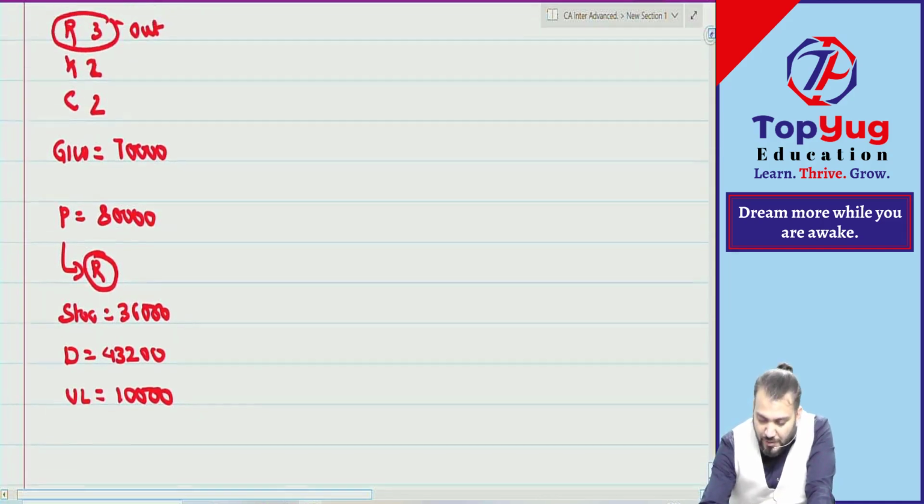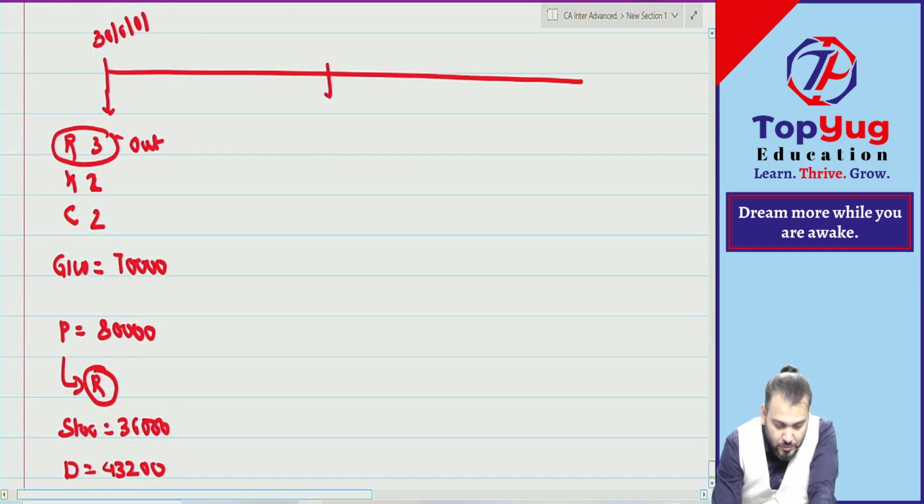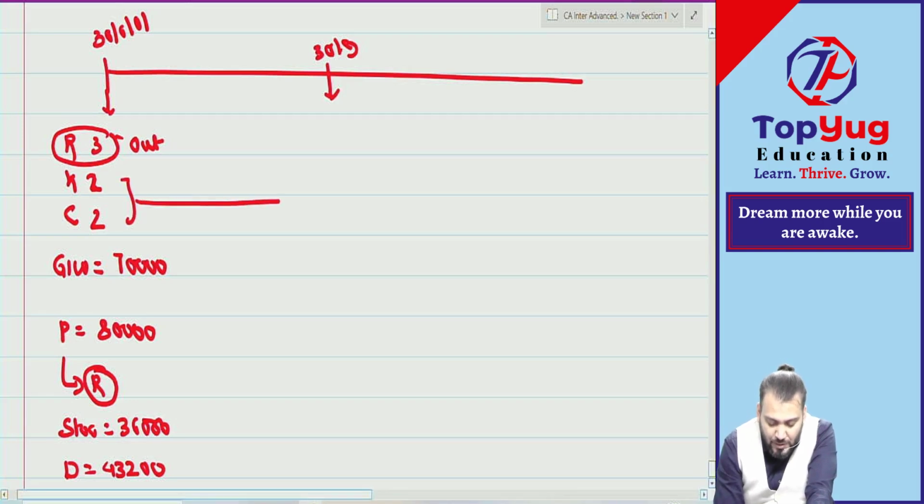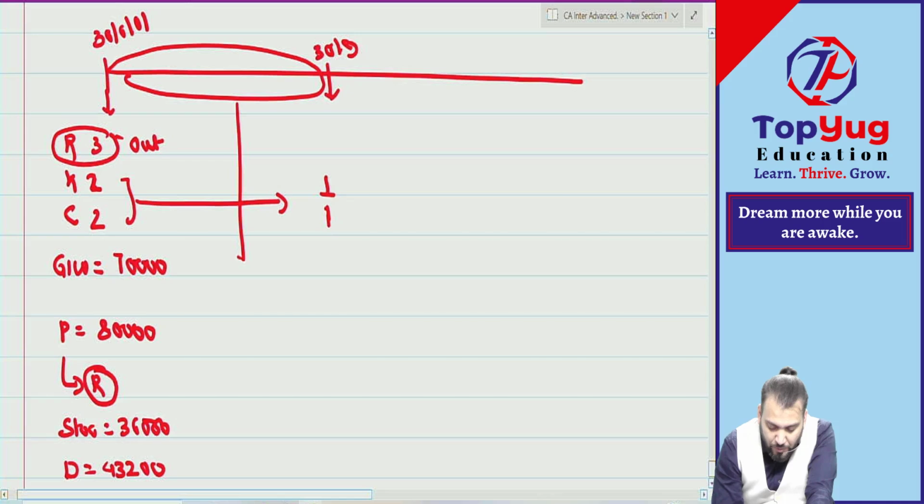After R's retirement, something happened on 30th September. The business will be continued by these two partners in the ratio of 1:1. So the firm made a profit during this period of 30,000.